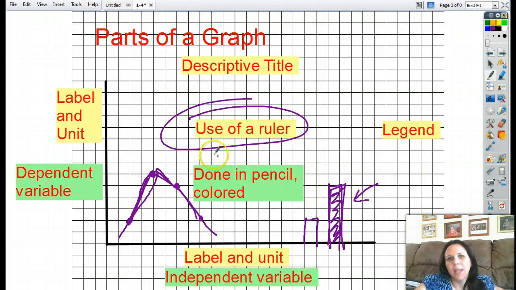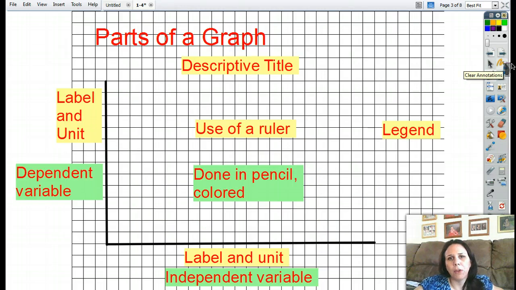Now, a lot of people like to use pen, but then you screw up, and then what do you do? You try to go over it with darker pen. That's not good. Use a pencil, so that way when you do mess up, it's easy to fix, and you don't waste a whole piece of paper. Use a pencil, and then when you're done and your graph looks good, and I've checked it, and I go, yep, that's great, then you can go back and color it or do it with pen, but always start in pencil.